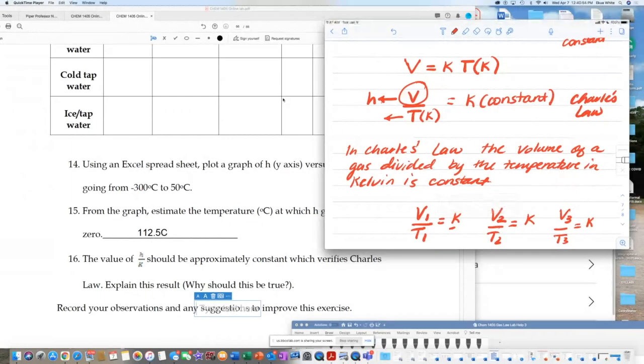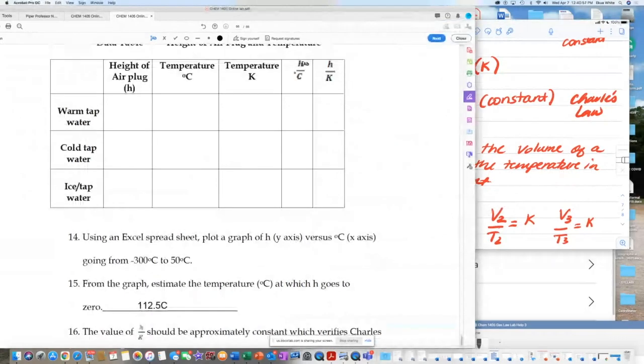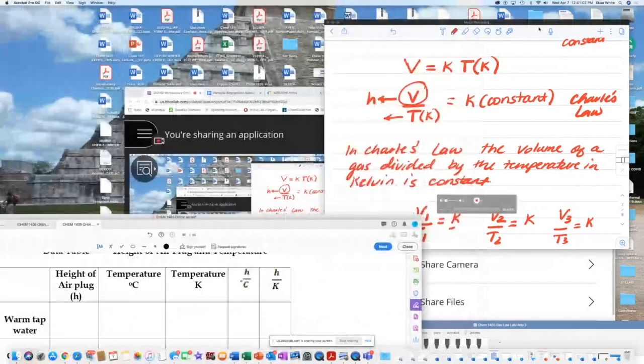So when you work this out in the math right here, the height over the temperature in Celsius will not be constant. This one here is supposed to be constant. Where was I? Does that help answer your questions?